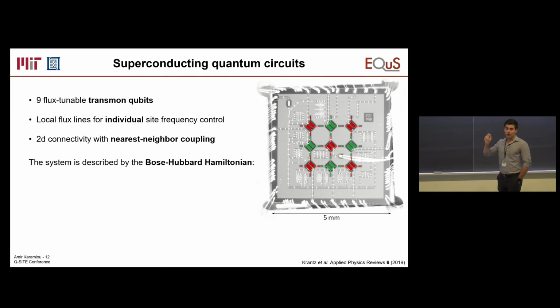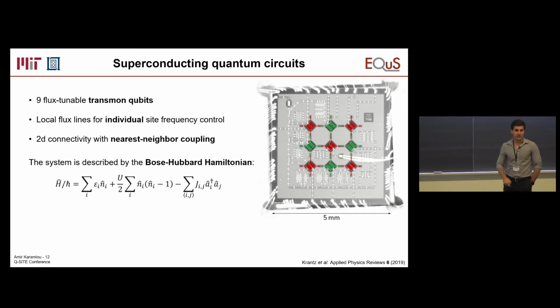And with all this being said, this system can be described by something that's called the Bose-Hubbard Hamiltonian, which looks like this. So the first term of the Hamiltonian is the energy of each site. Here, this epsilon_i depends on the qubit frequency, and that is something that I told you we have control over. And n, this number operator here, is the number of excitations on each qubit. So 1, 2, 3, like where on the energy level you are.